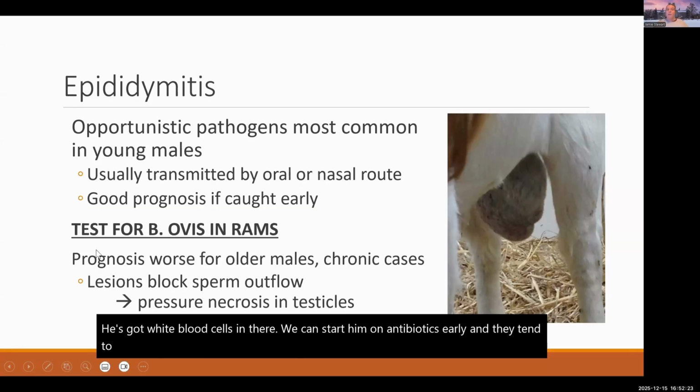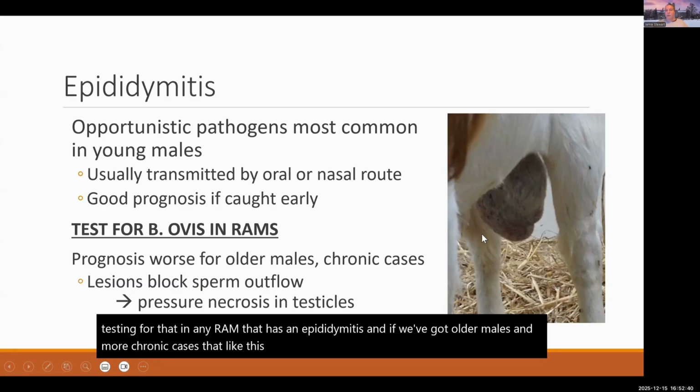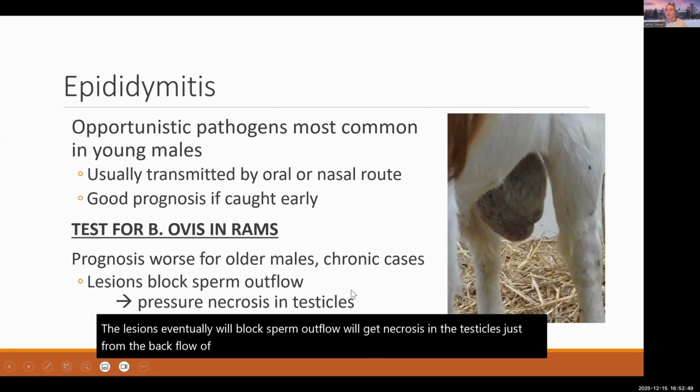If it's Brucella ovis, so if it's not these respiratory pathogens, it's a callable offense always. So we always want to make sure we're testing for that in any ram that has an epididymitis. And if we've got older males and more chronic cases like this one, he had a really large one, the lesions eventually will block sperm outflow. We'll get necrosis in the testicles just from the backflow of sperm not being able to come out through the epididymis.